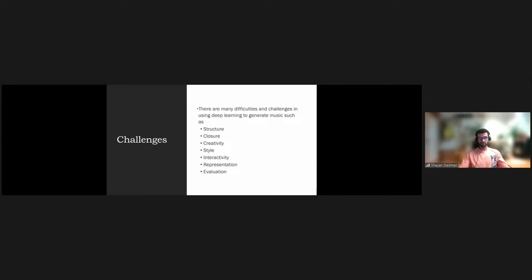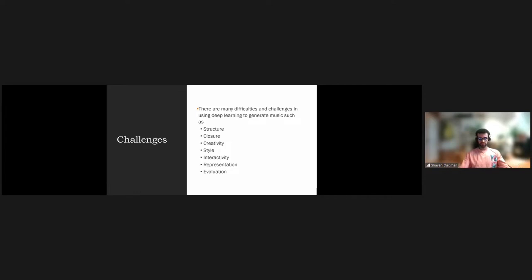Furthermore, interactivity is one of the issues with deep learning models. As we know, they are black box models, so it's hard to understand what is happening inside these models, and furthermore, it's hard to navigate these models to obtain the output that we really like. Furthermore, we have a representation issue in most of these models. The representation that has been used either includes pitch, duration, or velocity, which is a very simple form of music and does not really cover the wide range of musical elements and characteristics of music.